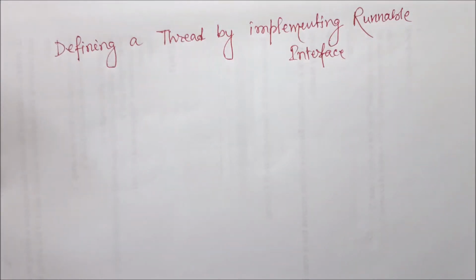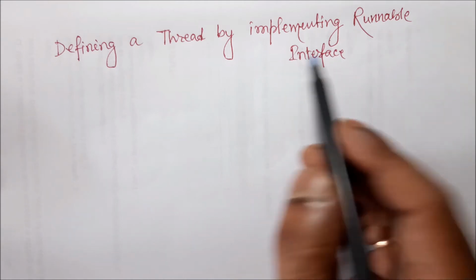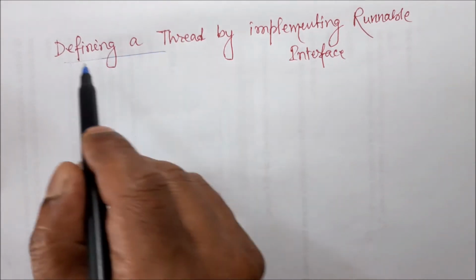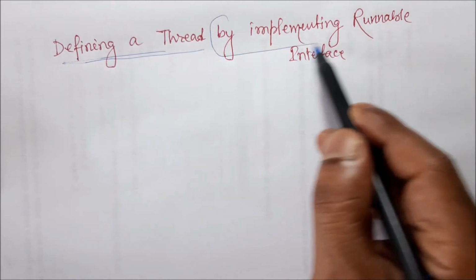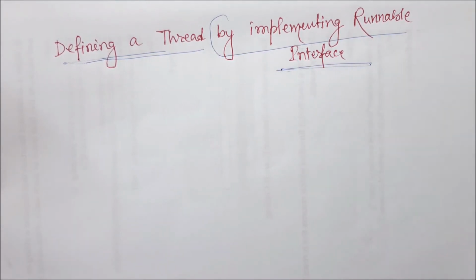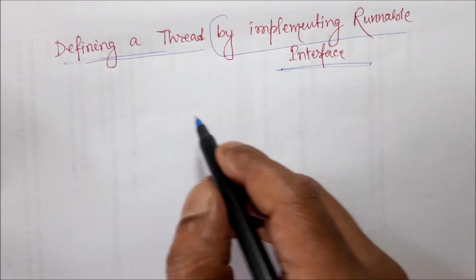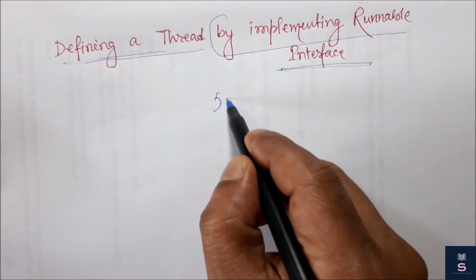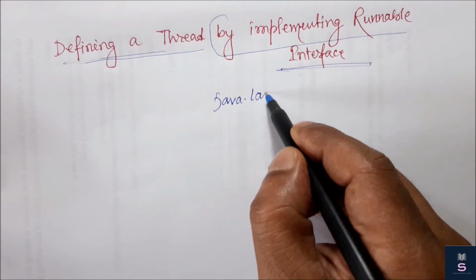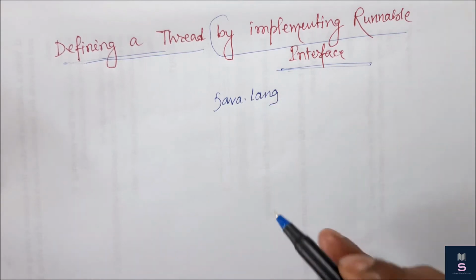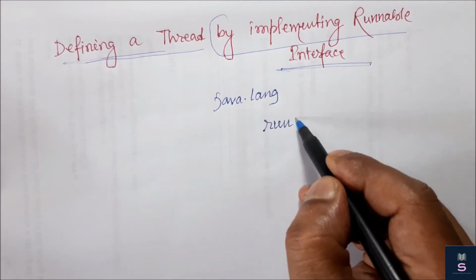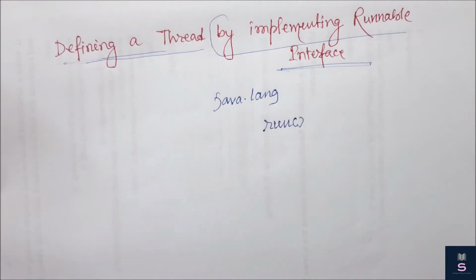The second approach to define a thread is by implementing the Runnable interface. The Runnable interface is present in the java.lang package and it contains only one method, that is run. So, how can I write it?